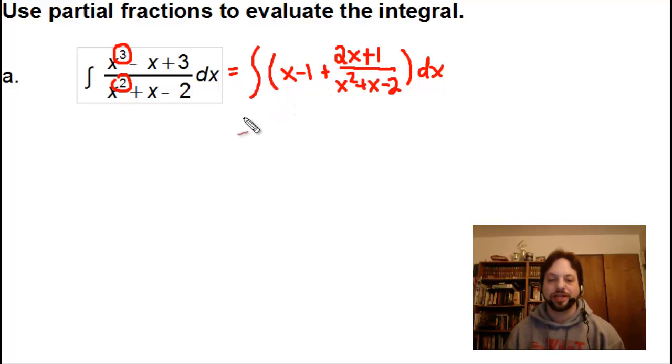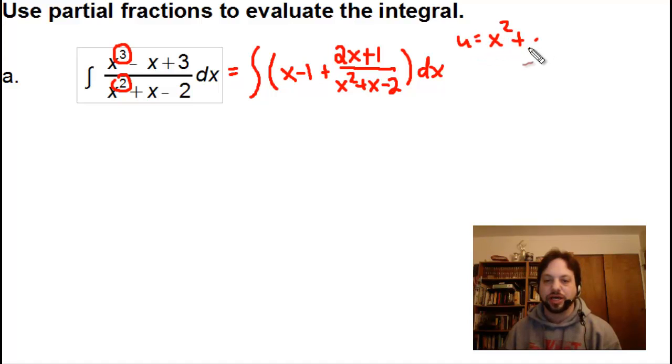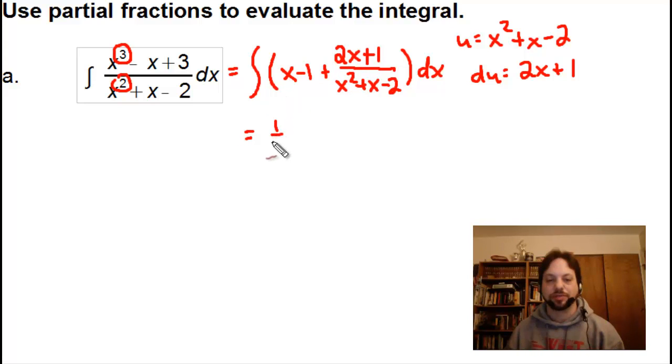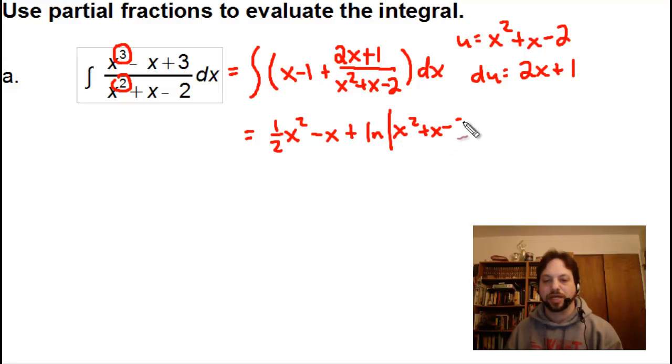So if I want to go ahead and integrate this, that doesn't really look too bad, except for this part right here, until you realize that this could be a u du substitution. Take a look at this, that would be the u. Du would, of course, then just be 2x plus 1, which is exactly what we have in the numerator. That's a perfect natural log integration. So we'd simply end up with 1/2 x squared minus x plus the natural log of x squared plus x minus 2.